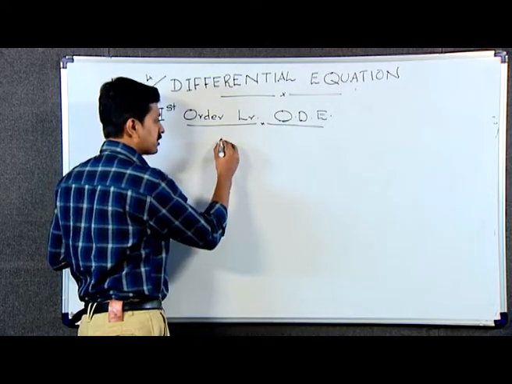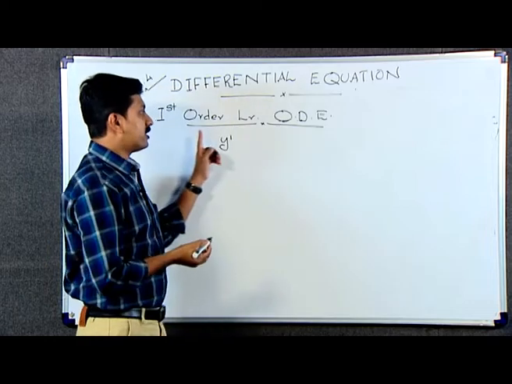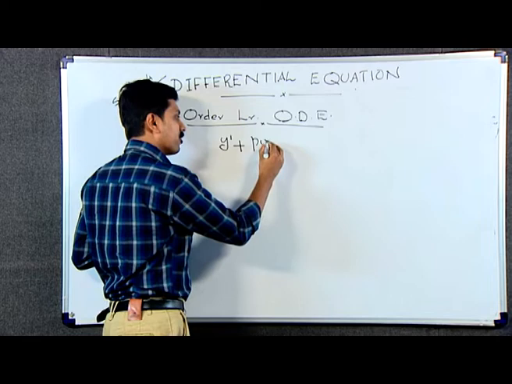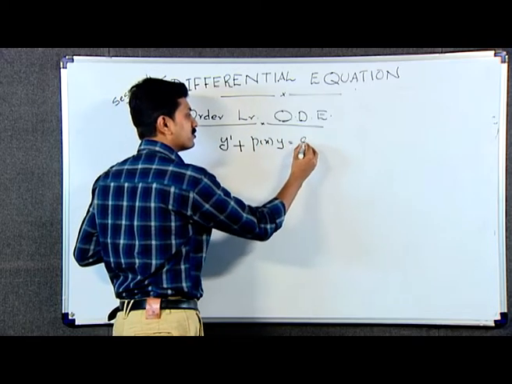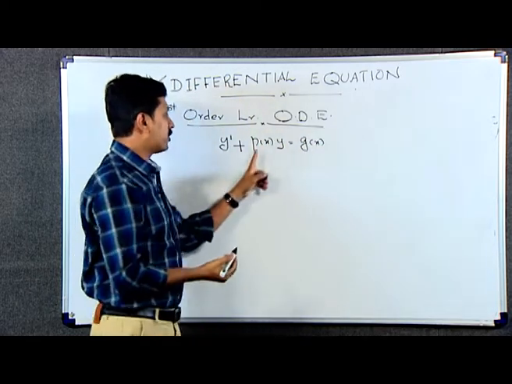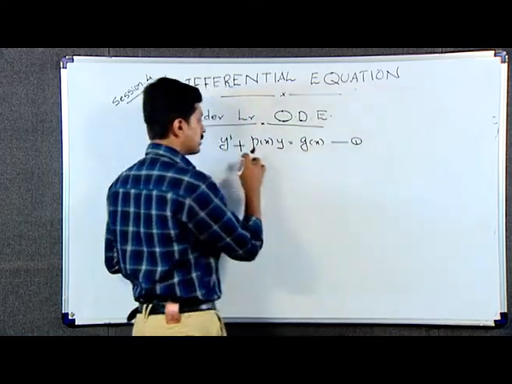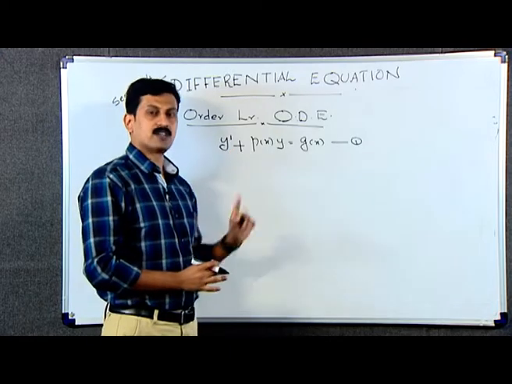Generally we know that the first order linear ordinary differential equation has the form y' + p(x) y = g(x). Here p(x) and g(x) are functions of x alone. This is the linear differential equation.